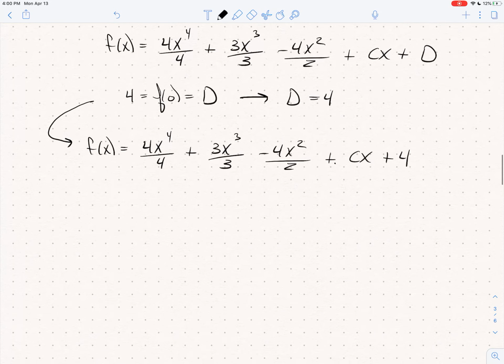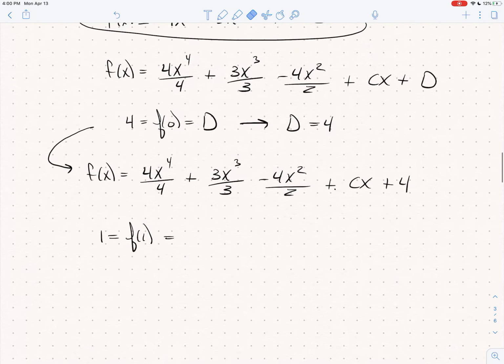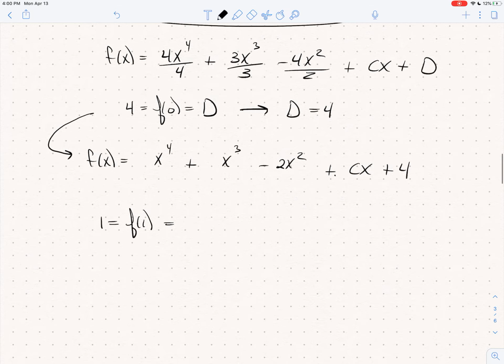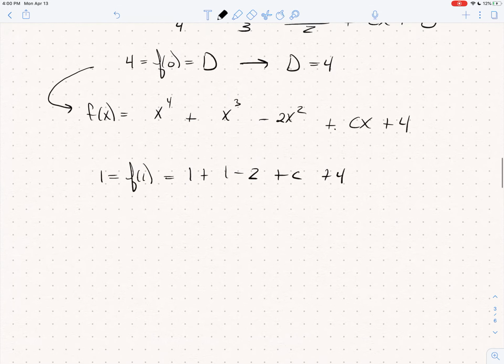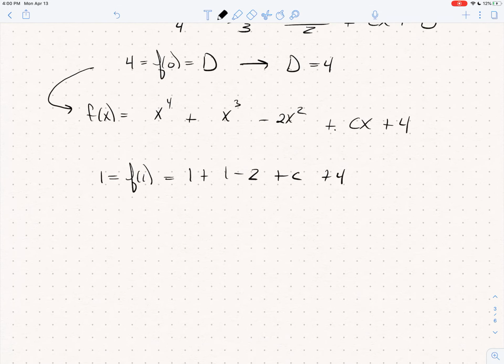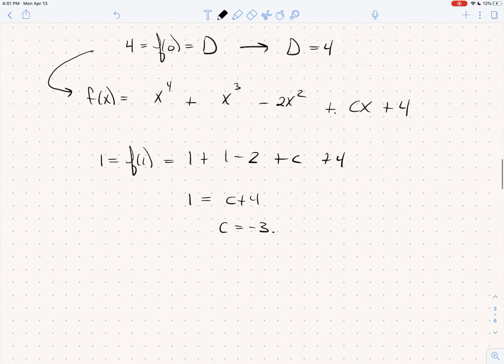And now we can plug 1 in, and we're going to get out 1. So I know that when I plug 1 in, I should get 1. Oops, I didn't cancel everything. So this is just 4, this is just 3, and this is just minus 2. There we go. That's much better. Plug in 1, and we get 1 plus 1 minus 2 plus c plus 4. And all this is equal to 1, right? So these cancel. So I get c plus 4 is 1. It's pretty easy to see. Let's write that down: c plus 4 is 1. So c has to be negative 3.